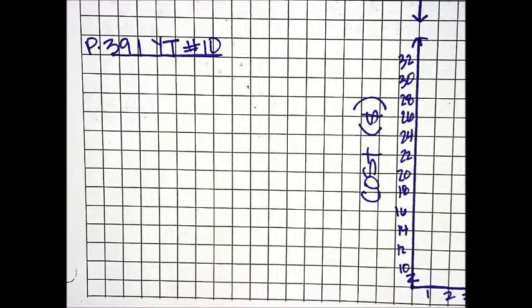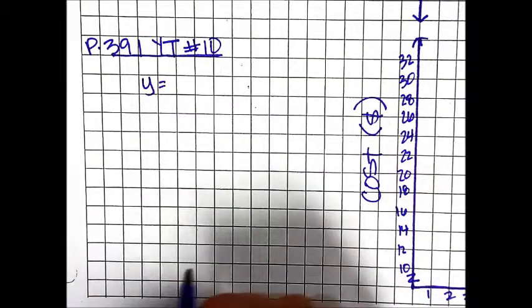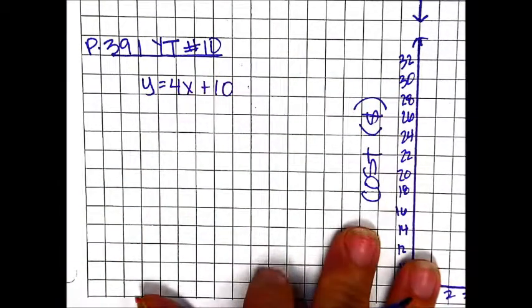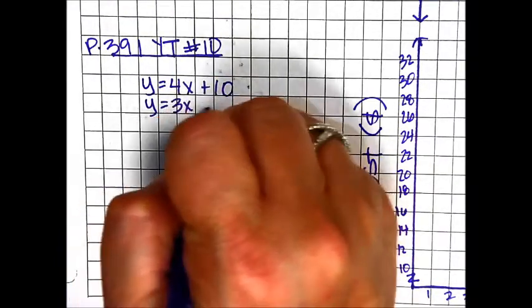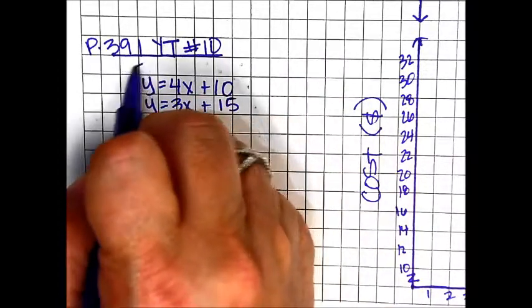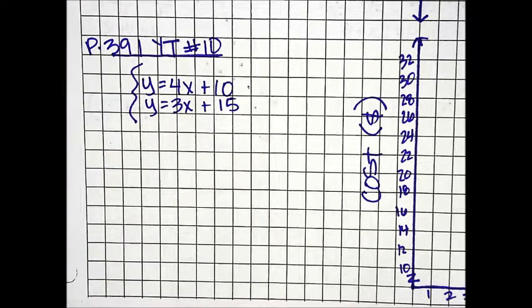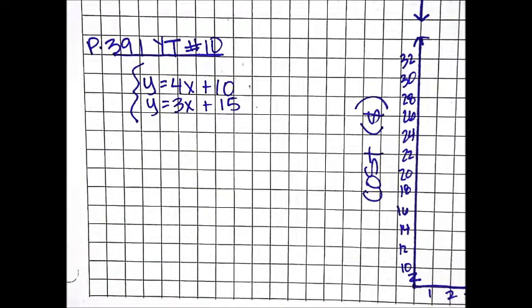So we need to write an equation for A and then an equation for B. So our equation for A is going to be y equals 4x plus 10. And our equation for B, y equals 3x plus 15. Okay, and systems have the bracket around them, or brace, I guess, to symbolize that they go together. They are a system. Okay, the way we wrote these, they're both solved for y already, so we can go ahead and graph them.